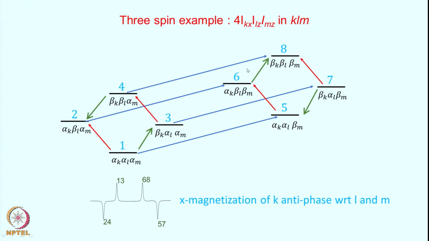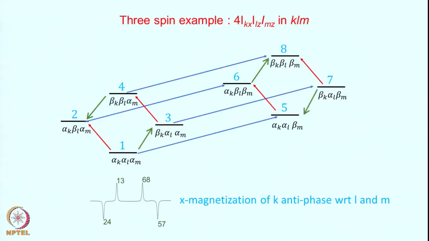Okay, now let us consider a further extension of this. We will consider three spin product. A particular example I have taken here is the three spin product 4IKX ILZ IMZ. Notice here the transverse is only for the K, whereas the L and the M spins are along the Z axis. Therefore, this term obviously represents the K magnetization, because whatever is in the transverse plane is what we observe, and we call that, it represents that magnetization.